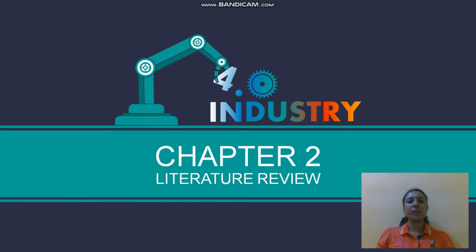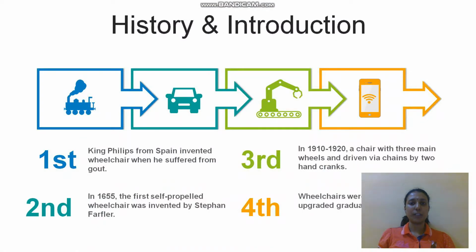Next, I would like to continue with Chapter 2, Literature Review. For the history and introduction, the wheelchair is a piece of technology that we are all familiar with. It all started when King Philip of Spain invented the wheelchair when he suffered from gout in his later years. The wheelchair consisted of plush upholstery, arm and leg rests, and 4 small wheels, which meant that he could push himself around without the help of his servant.